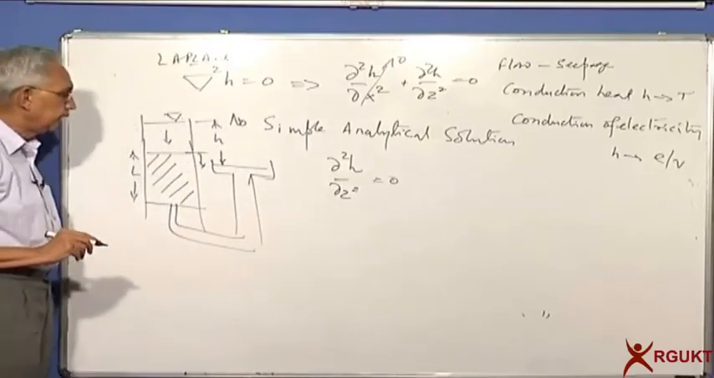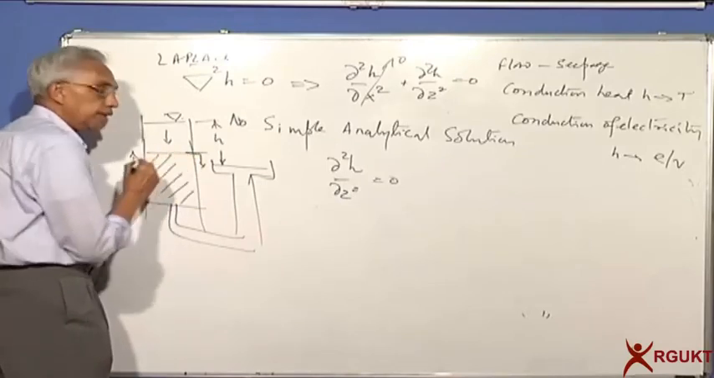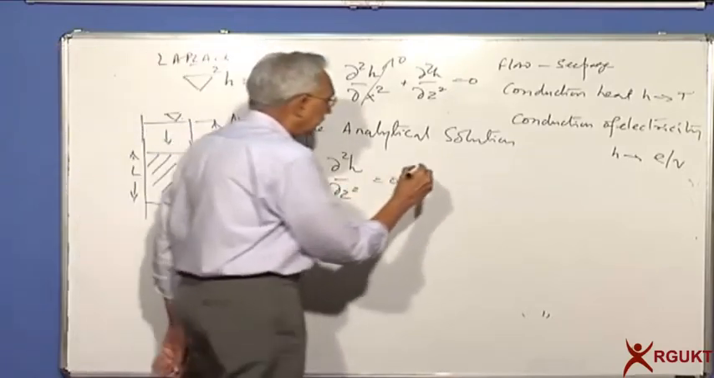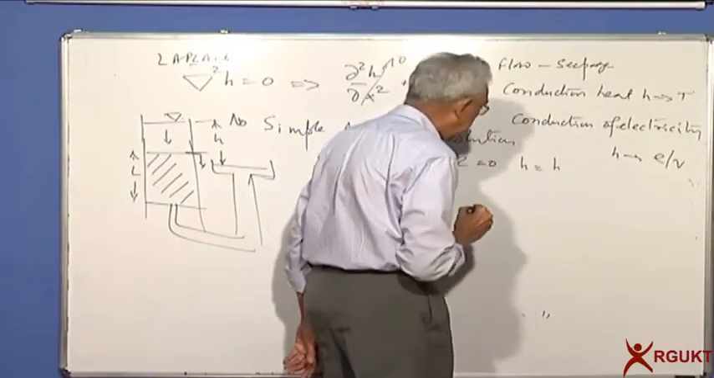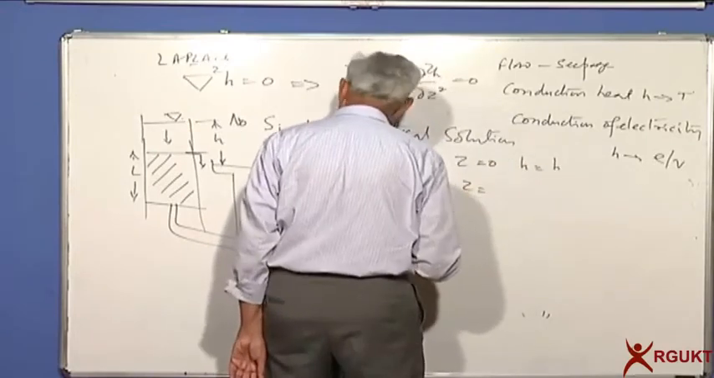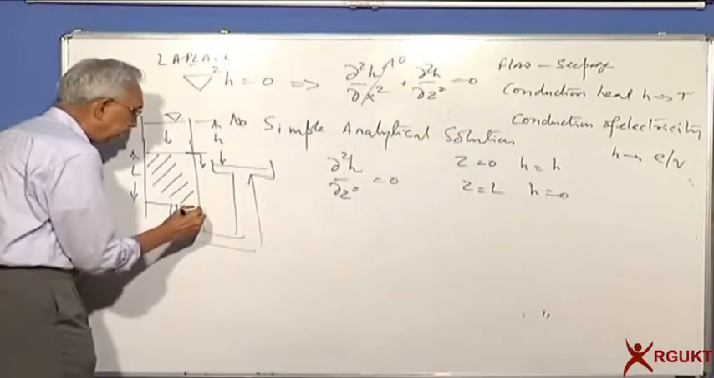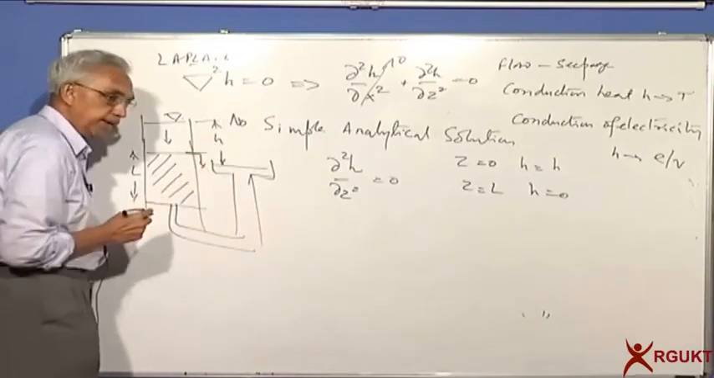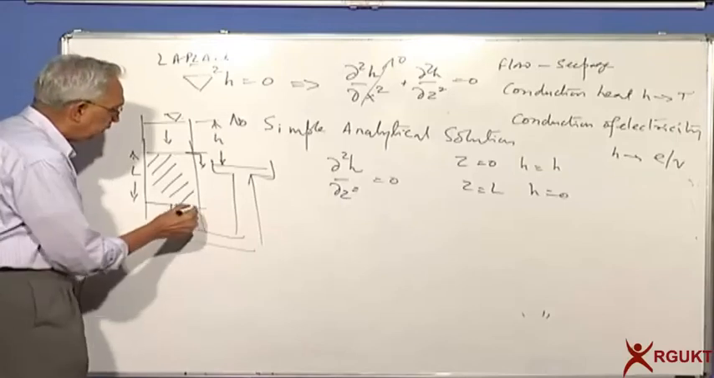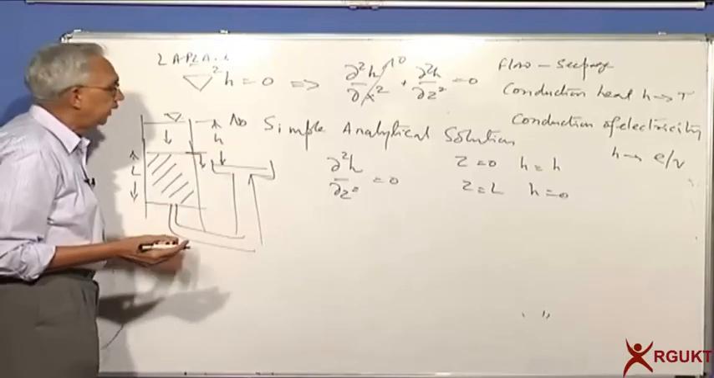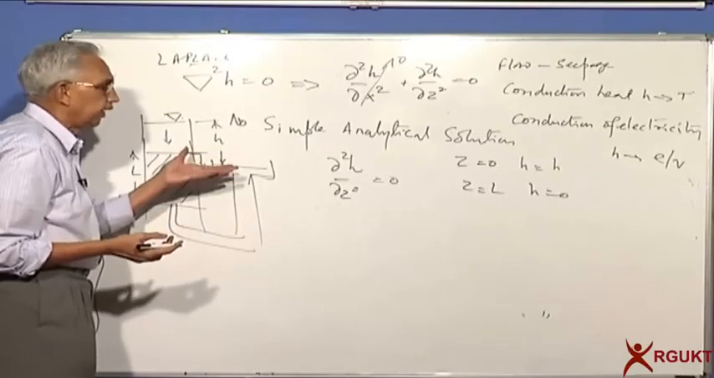What do we know about the boundary conditions? Suppose I say at the top, at Z equal to 0, H is equal to whatever the head is, and at Z equal to L, H is 0. I am now looking at the total head, the net head. So head is dropping from H here to 0, because that's the net head loss.